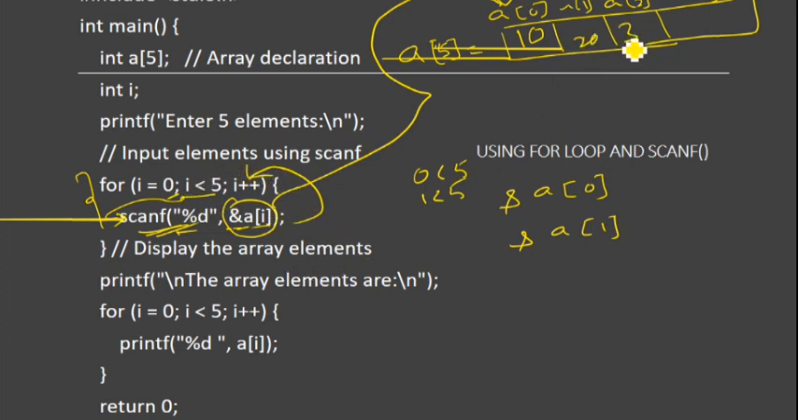Like this, it is going to assign the values up to a[4]. Okay? So a[0], a[1], a[2], a[3], and a[4]. Next, 5 less than 5 is false, so we come out of the loop. In this way, we assign the values during runtime by using a for loop and scanf.